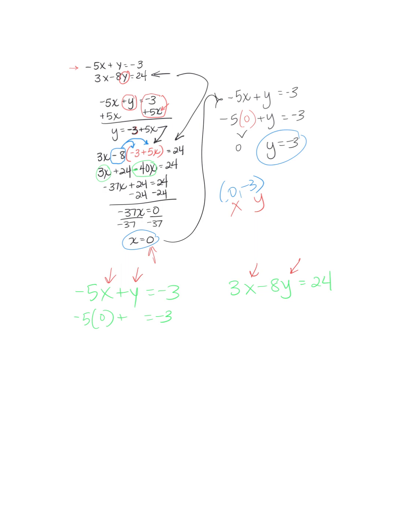It's negative 3 plus negative 3. That's 0. And we're left with negative 3 equals negative 3, which is true. On this side, 3 times 0 minus 8 times negative 3 equals 24. This is 0, of course. And negative 8 times negative 3 is positive 24. And that's correct, too.